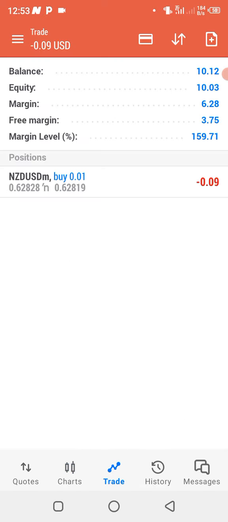I'm going to show you guys how to trade on a $10 account. As you guys can see, this is a $10 account. So let us see how we can move this account from $10 to a higher amount.